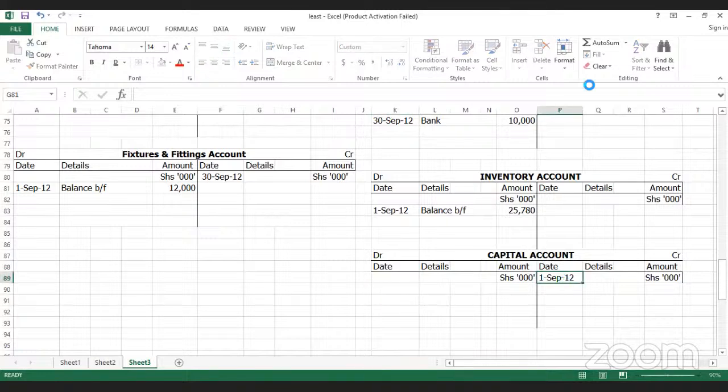Now, capital, according to the rules of double entry, capital has a normal credit balance. So meaning that we have to put the balance brought forward, that is 1st September 2012. Our balance brought forward will be credited.